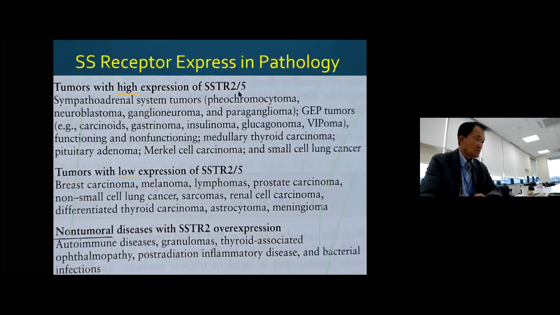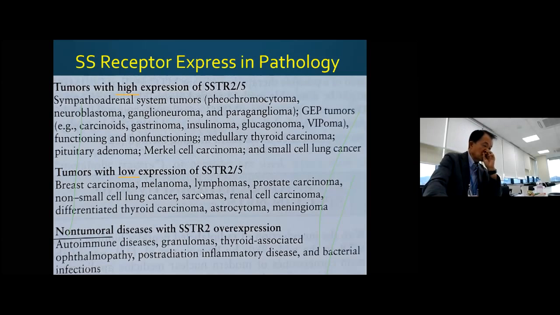So there are many tumors expressing somatostatin receptor 2 or 5. I already mentioned, most commonly pheochromocytoma, paraganglioma, neuroblastoma, and certain gastrointestinal carcinoma, gastrinoma, insulinoma, etc. And thyroid medullary, and certain Merkel cell skin cancer, and small cell lung cancer.